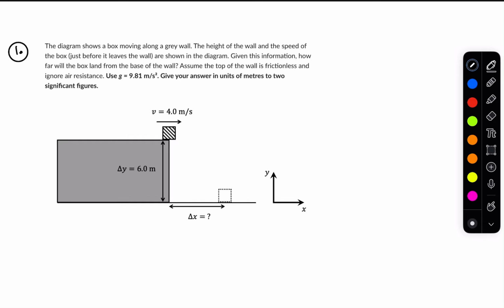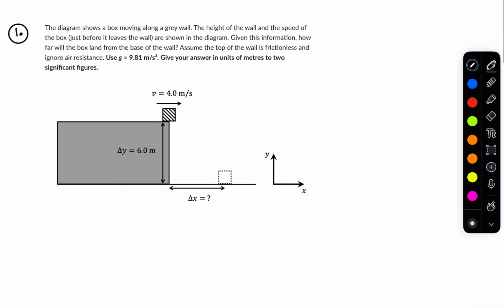So this is another question in the series of projectile motion. The problem states that the diagram here shows a box moving along a gray wall. The height of the wall and the speed of the box just before it leaves are shown in the diagram. So the height of the wall is here 6 meters, and the speed that it leaves from the wall is 4 meters per second horizontally.